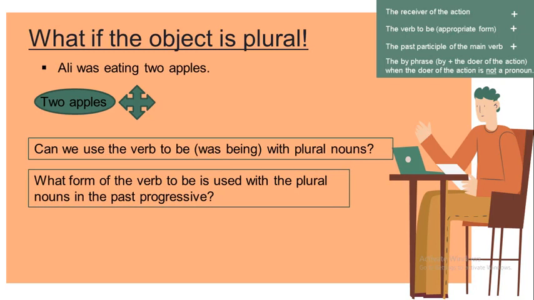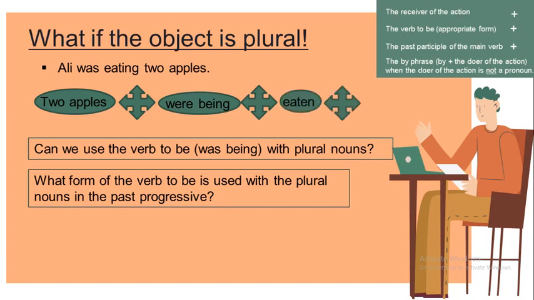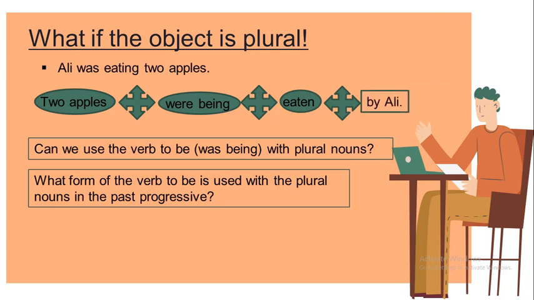Great, the form is were being, and then comes the verb in the past participle, and the past participle of eating is eaten, and the by phrase by Ali. So, the passive voice of the active sentence, Ali was eating 2 apples, is 2 apples were being eaten by Ali. And we used were being because 2 apples, the receiver, is plural.